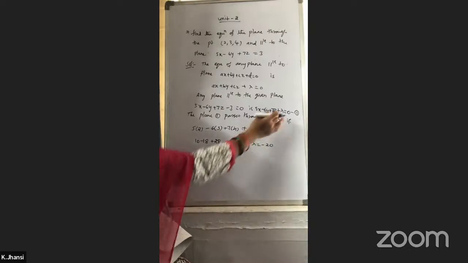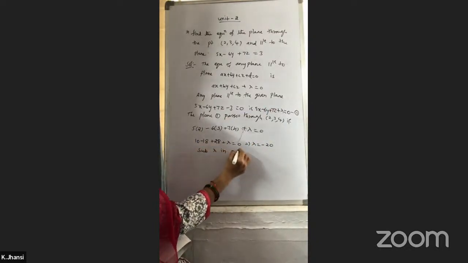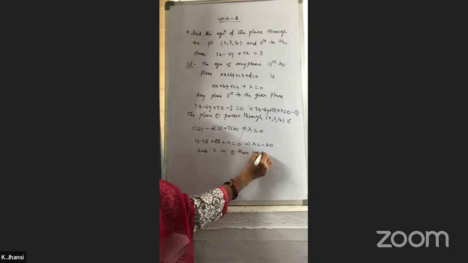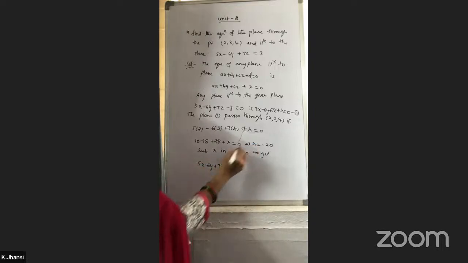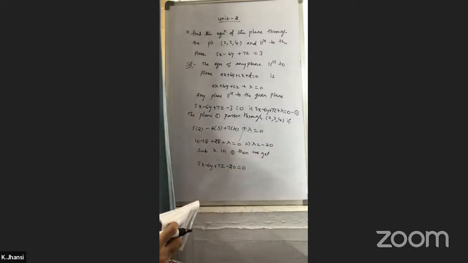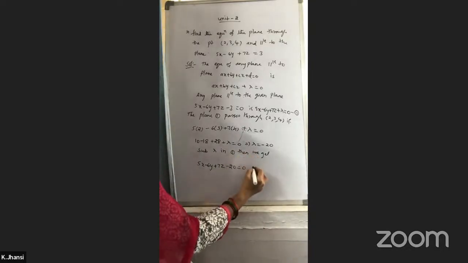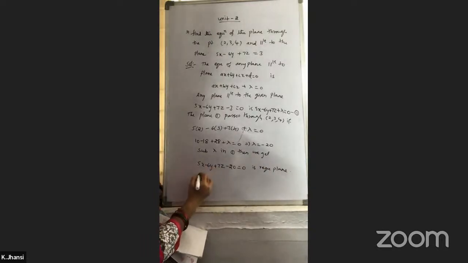Now substitute lambda in equation 1. Then we get 5x minus 6y plus 7z minus 20 equals 0. This is the required plane which is parallel to the given plane.